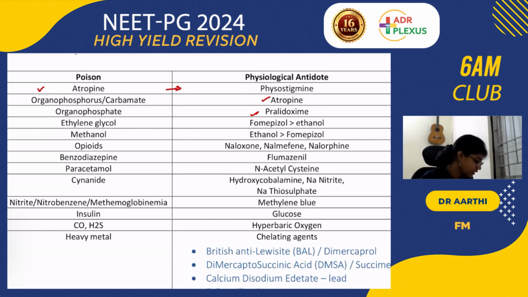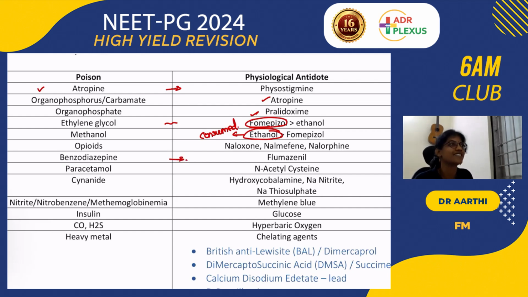Similarly, in ethylene glycol, fomepizole becomes the first one, whereas in methanol, ethanol becomes the first drug of choice. Ethanol is the alcohol that is consumed. So for methanol poisoning, you will use ethanol. For ethanol poisoning, you will not use methanol. Opioids, we all know naloxone, nalmefene, and nalorphine are used. When we talk about benzodiazepines, we are using flumazenil.